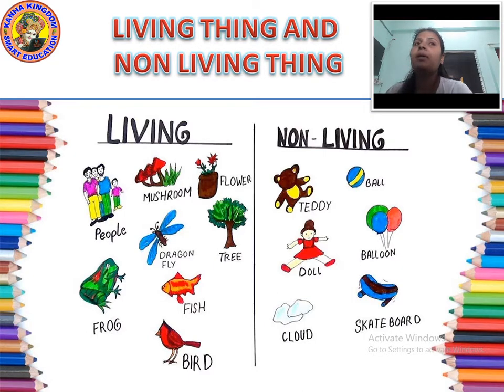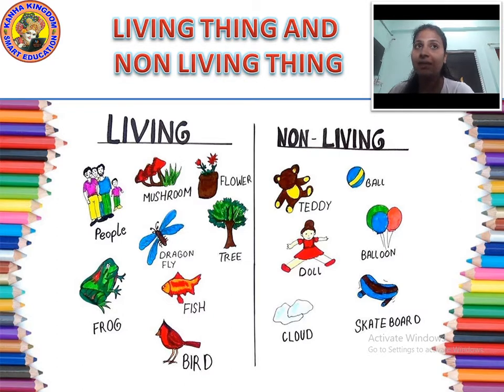Okay. Now, why are people living things and why is a teddy not a living thing? Okay, I will tell you. People, mushroom, flower, these all are living things because they can breathe. Okay, they can grow. But non-living things cannot grow. Living things can also grow. Living things also need breath to live. But non-living things, they do not breathe.